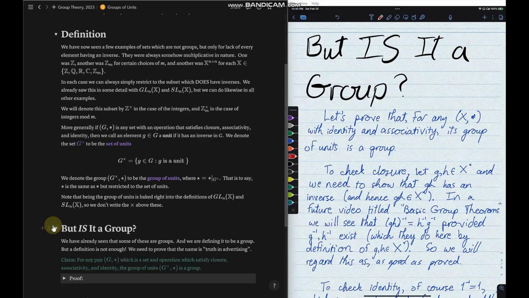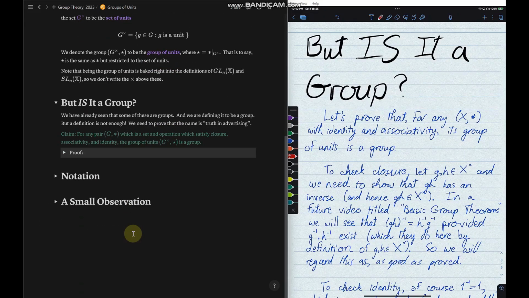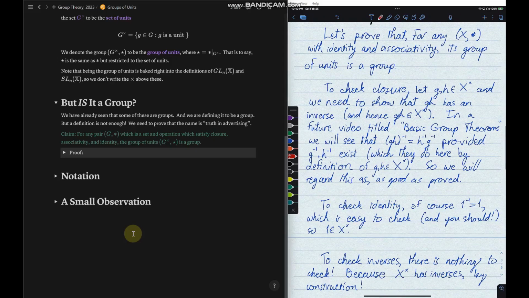Okay, so I have so far claimed that it's a group, but it's probably a good idea to go ahead and give the proof. So let's take any set X with an operation asterisk that has an identity and is associative, and let's prove that its group of units is a group. To check closure, we need to take any two elements that are in X cross. We need to prove that their product is also in X cross, which means that we need to prove that its product has an inverse.